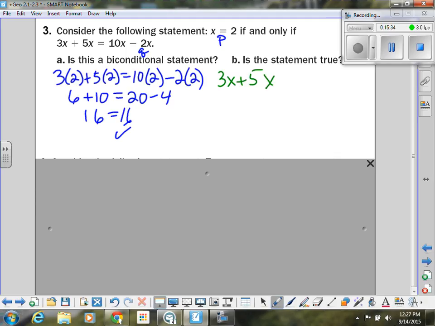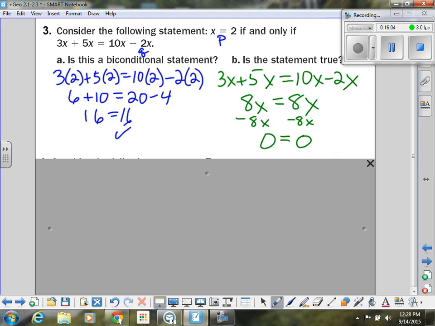I have to start with the equation and then solve it. So let's solve. Combine like terms: 8x equals 8x. And what do I do to solve? The x's are on both sides, so we need to subtract to get the x's on one side. So I do minus 8x, and what happens? It cancels out on both sides. What does that mean? What does 0 equals 0 mean?